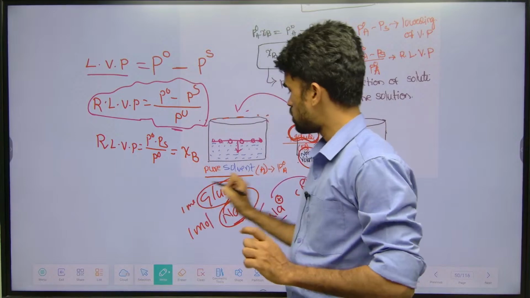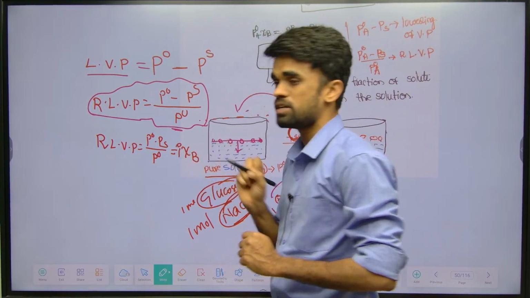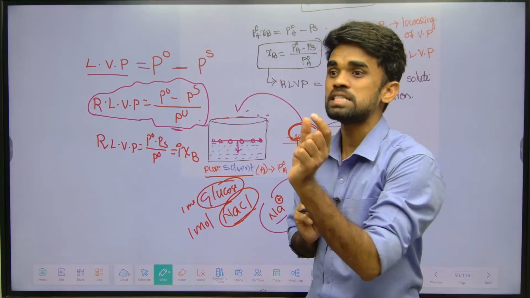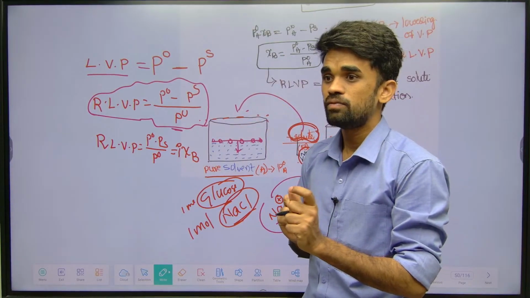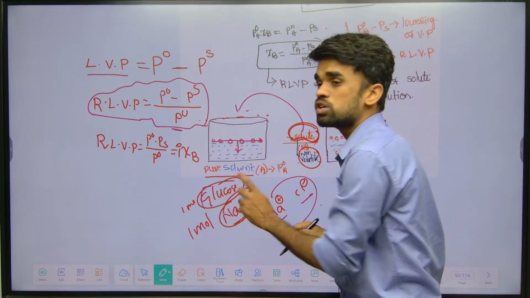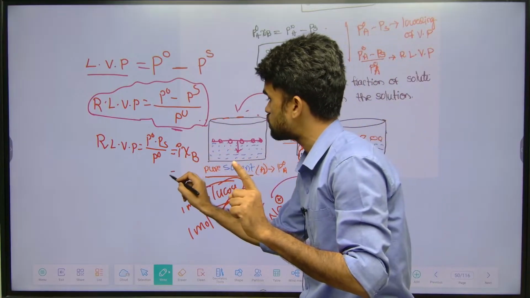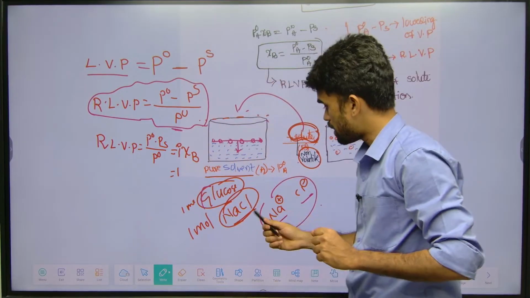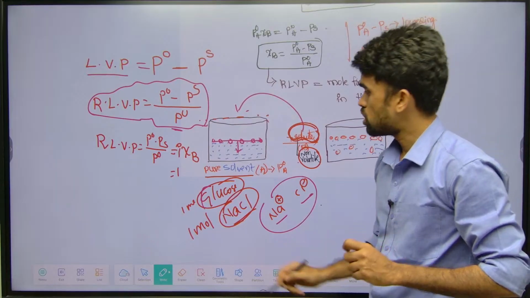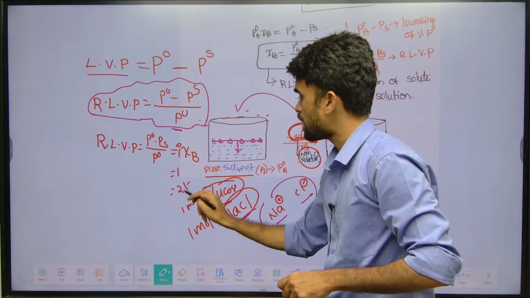In order to adjust this, I am using a symbol I here. What is the use of I? It is called the Van't Hoff factor. It tells you how many particles will come. For glucose, 1 particle, so the I value is 1 for glucose. How many NaCl particles are coming? 2, so the I value is 2 for NaCl. So it becomes 2 into chi B.